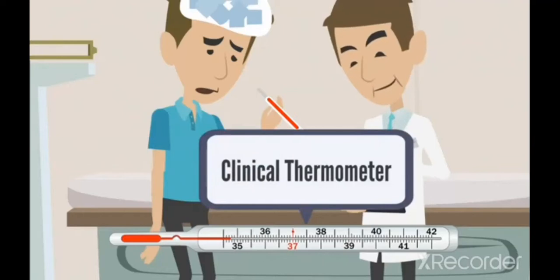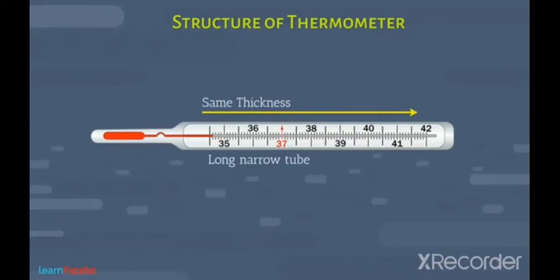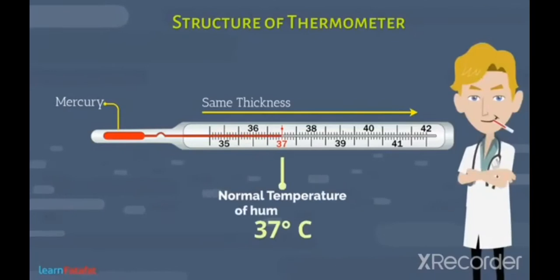Let's understand its structure. It is a long narrow tube with the same thickness throughout the length. On one side of this tube, there is a bulb which contains mercury. For reading the temperature, there is a scale printed on the thermometer. The normal temperature of the human body is 37 degrees Celsius. However, it can vary between 35 degrees Celsius and 42 degrees Celsius. Therefore, the clinical thermometer has readings from 35 degrees Celsius to 42 degrees Celsius.